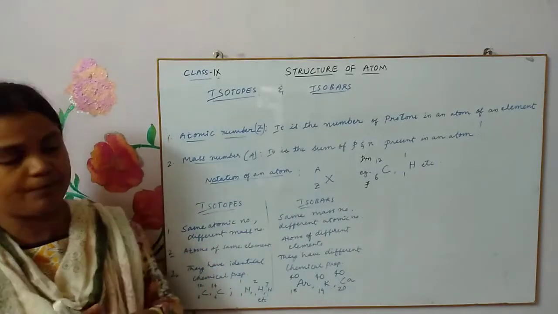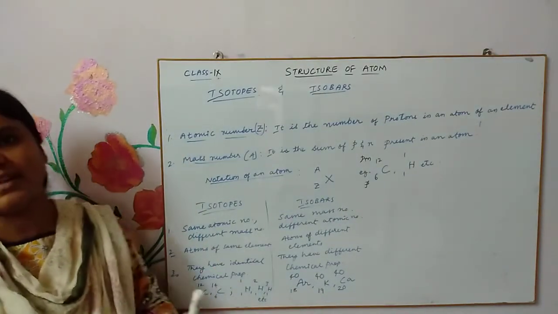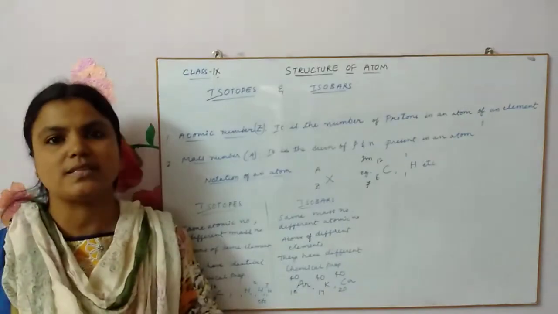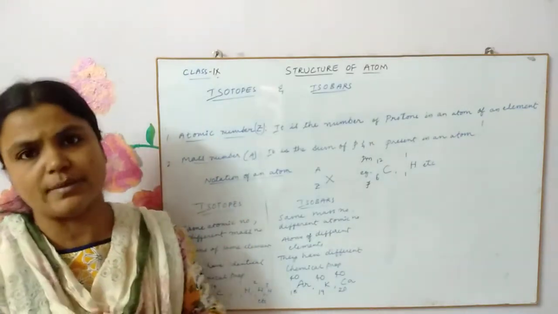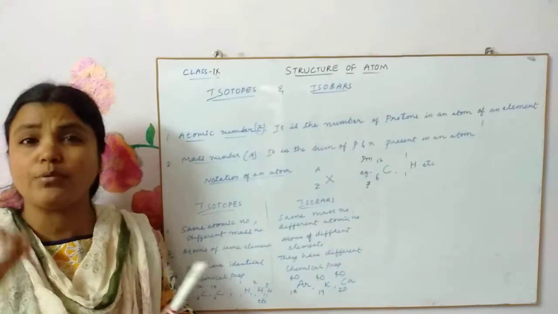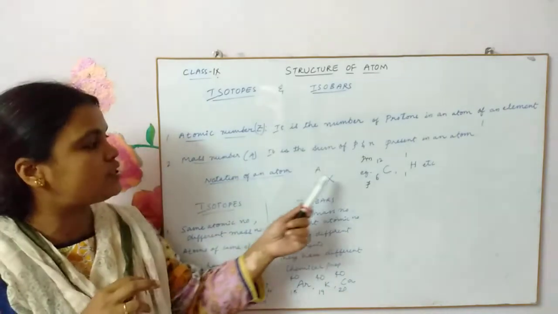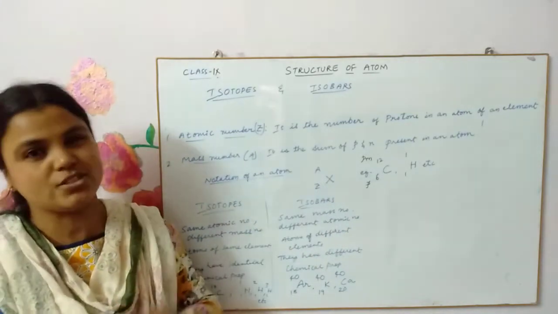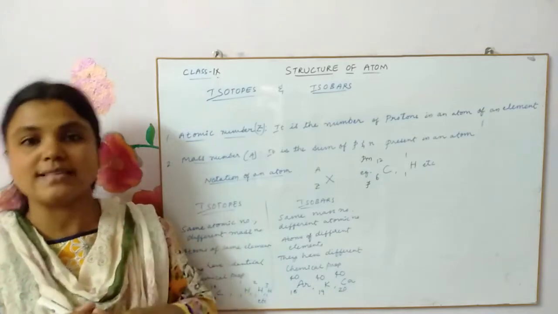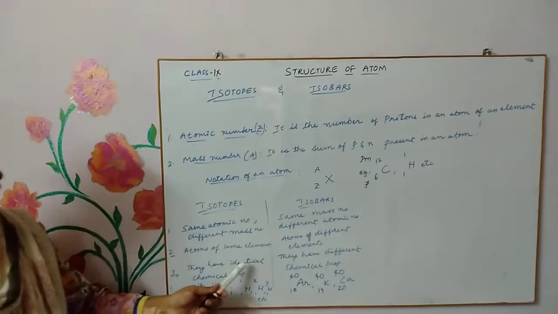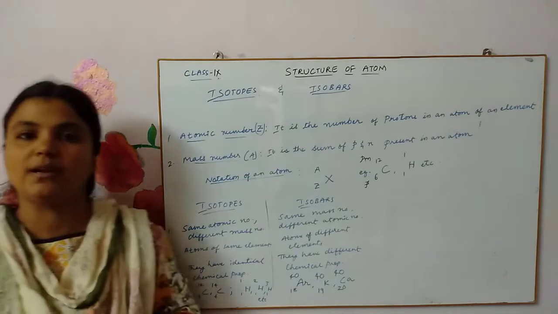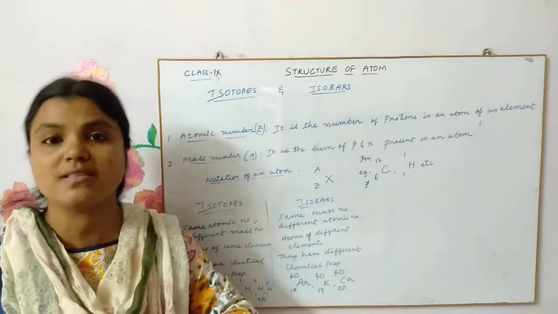That means different. So atoms of the same element, as I told you, once the atomic number is the same, we are referring to the same element. The only difference will be in the number of neutrons, because of which the mass number also changes. There is a slight difference in the mass number. They have identical chemical properties when the atomic numbers are the same.